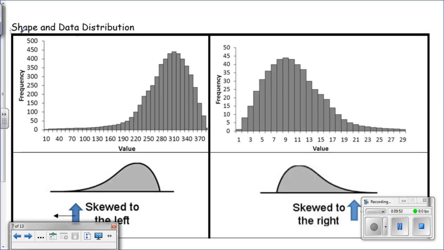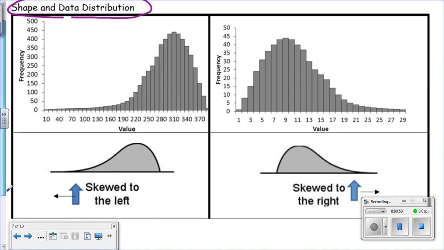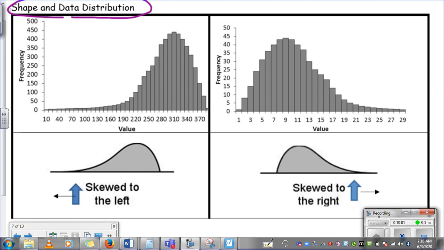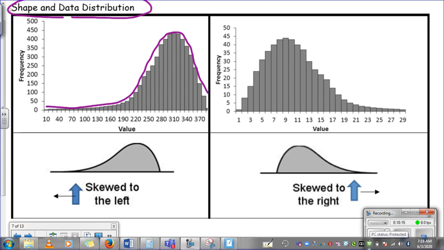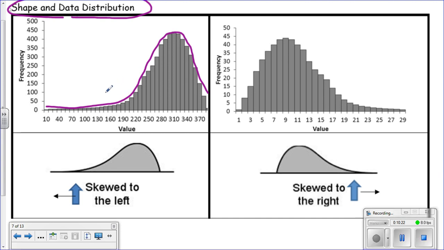Now we're going to talk about shapes and data distribution. We have a couple of images here that I want you to take a look at. We've got some histograms, and if we draw right along the top, we end up with the shape of the data. If you look at this data set, we see that it is skewed. It actually looks like the data is being pulled down.